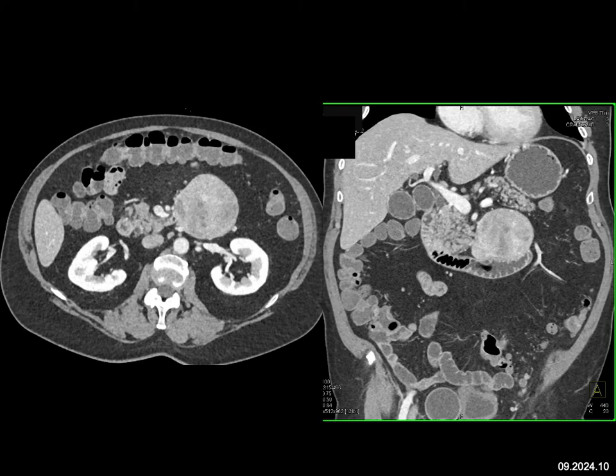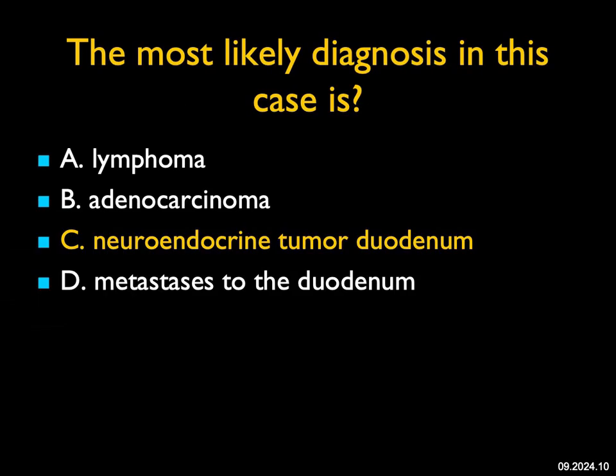Because of the vascularity and the exophytic nature of this tumor, we thought about a neuroendocrine tumor, and in fact, this was a neuroendocrine tumor, primary in the duodenum. There are no mesenteric masses. There are no other findings. So neuroendocrine tumor was the best diagnosis in this case.